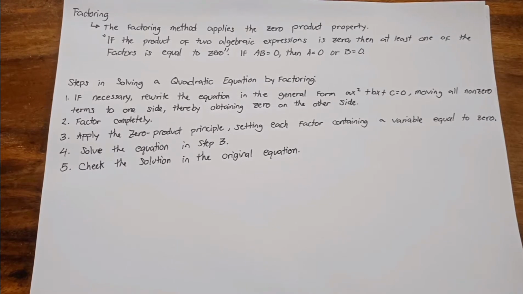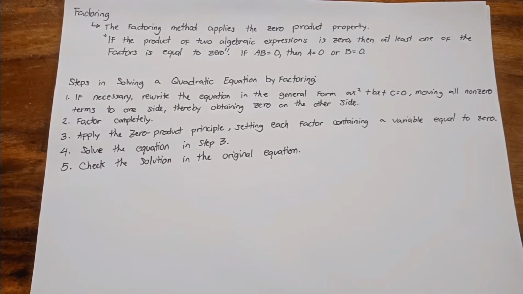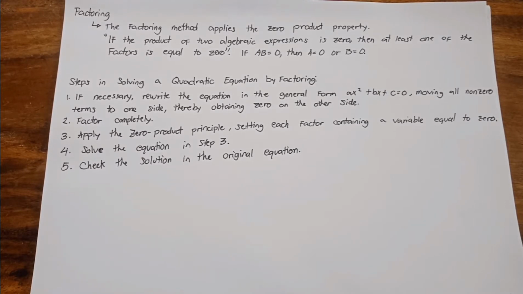In factoring, the factoring method applies the zero product property. If the product of two algebraic expressions is 0, then at least one of the factors is equal to 0. In mathematical equation, if AB equals 0, then A equals 0 or B equals 0.